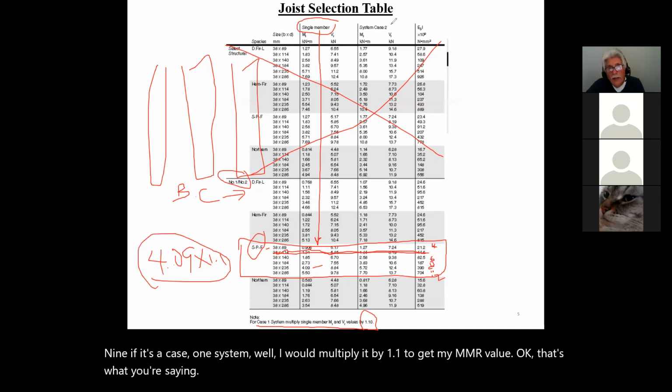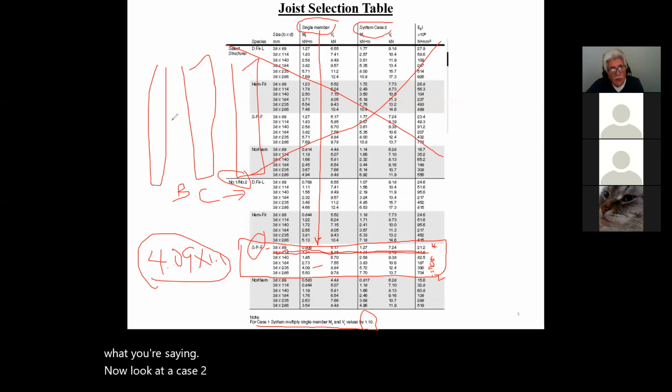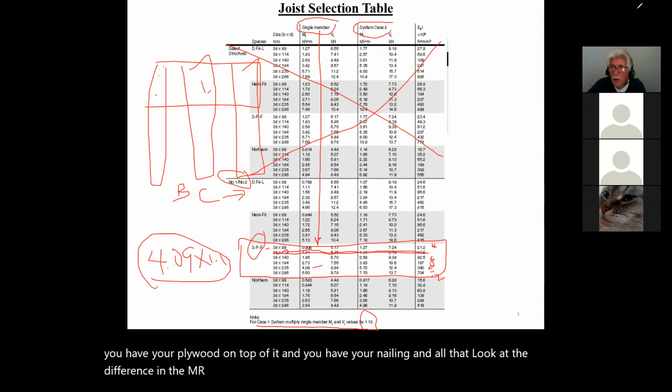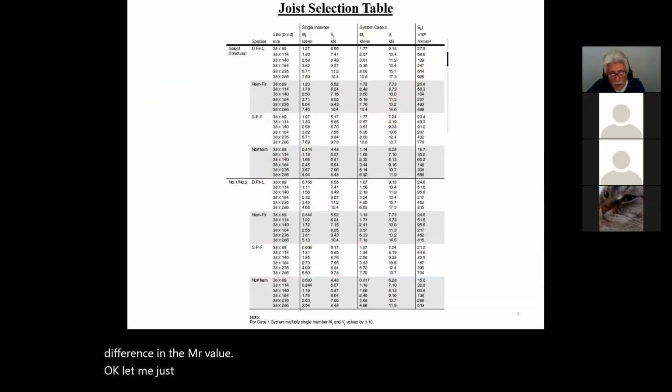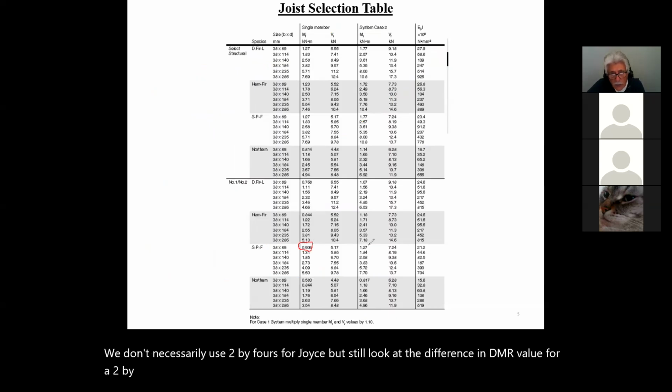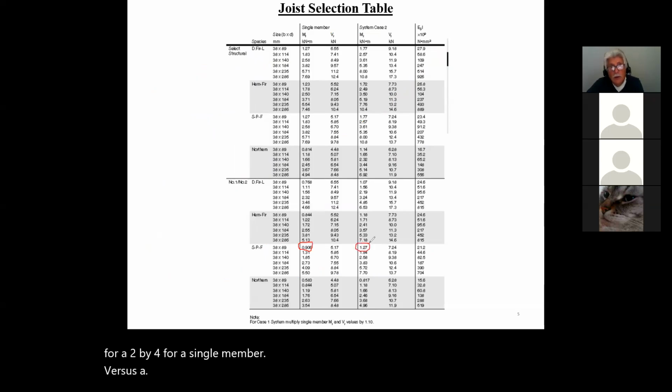Now, look at a case 2 system. This is where you have those 3 members put together and you have your plywood on top of it and you have your nailing and all that. Look at the difference in the MR value. Let's take something simple, a 2x4. We don't necessarily use 2x4s for joists, but still. Look at the difference in the MR value for a 2x4 for a single member versus a case 2 system. Okay, it increases by 40%, guys.